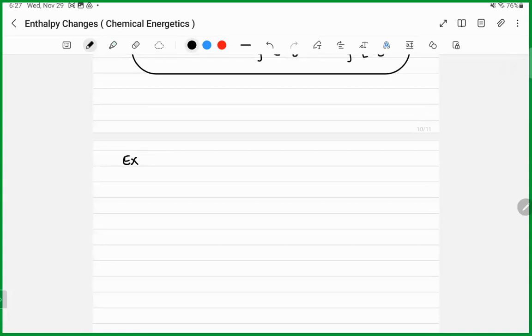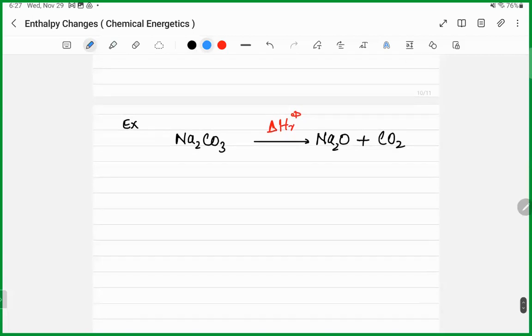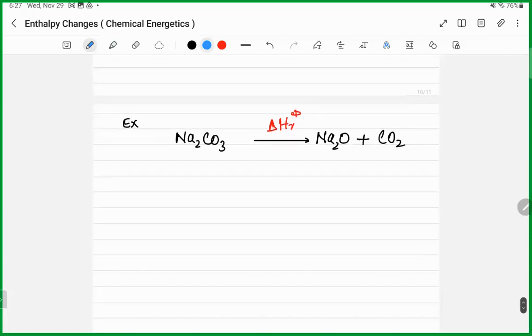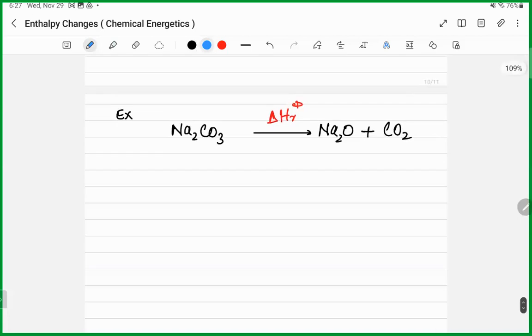Example, you have Na2CO3 forming Na2O and CO2, delta HR. This is the enthalpy change of a reaction. And if I have to make an energy cycle based on the enthalpy change of formation, then what will I write below? Elements. Elements are sodium, carbon and oxygen.